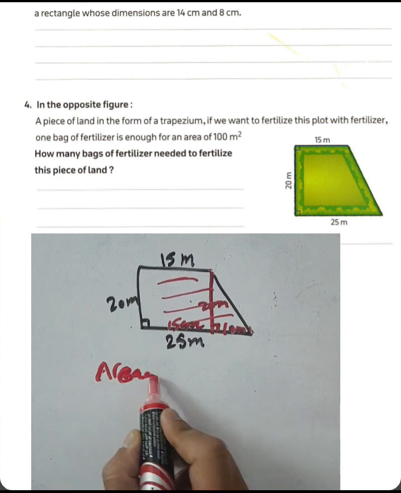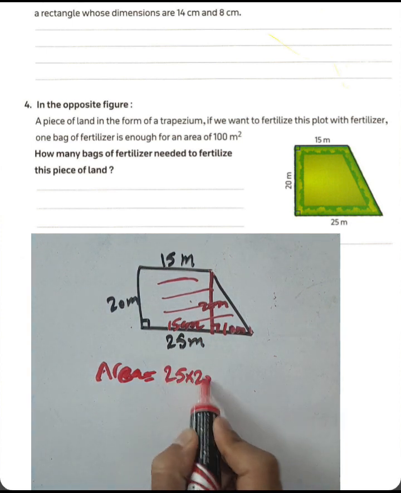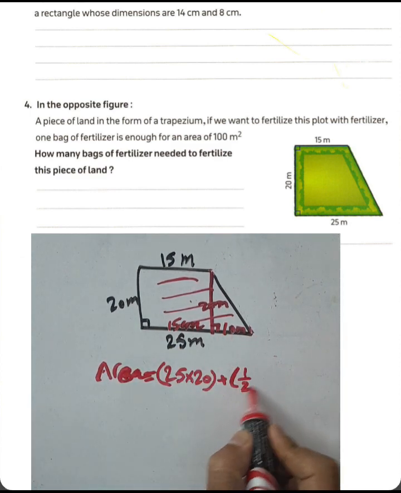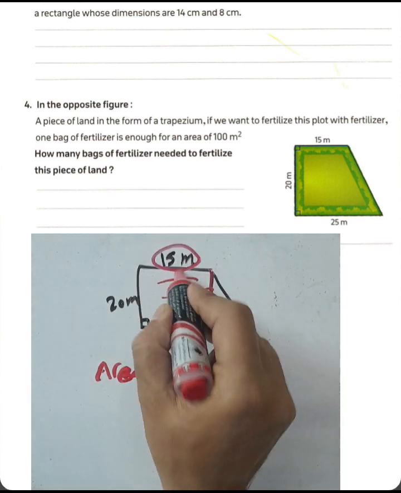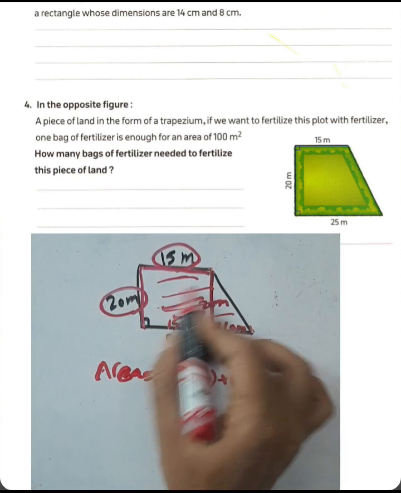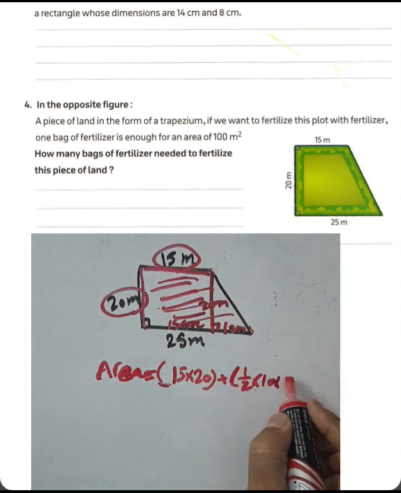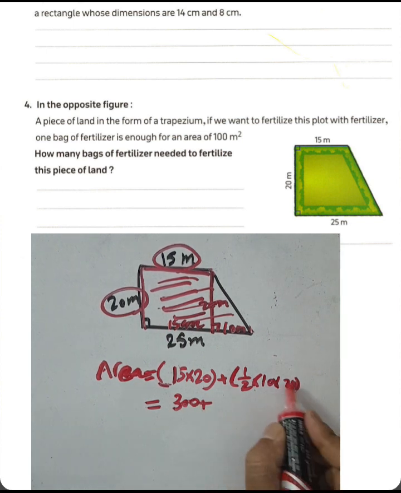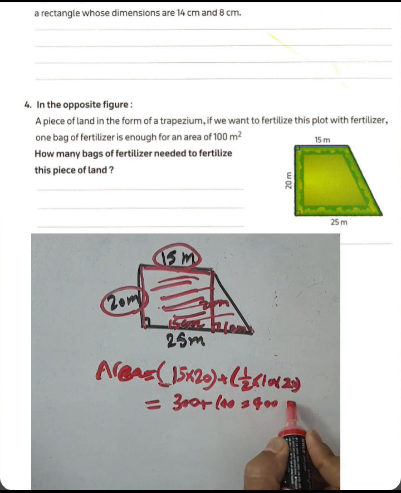The area will be about this rectangle, length times width, right? 25 product by 20 here, plus the area of this triangle, half times the base times the height. Again, this space here 15 and 20, because the length was 15 and the width was 20 in this rectangle, and this triangle half times base times height here was 20. The result will be 300 plus 20 times 10, 200 divided by 2, it will be 100. Then the result will be 400 square meter.